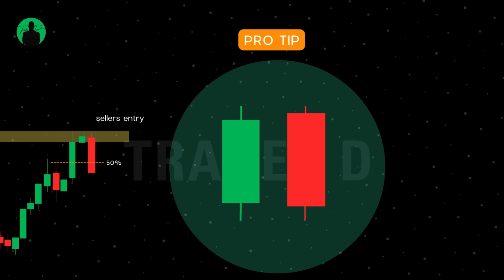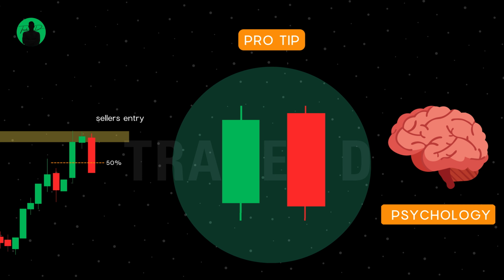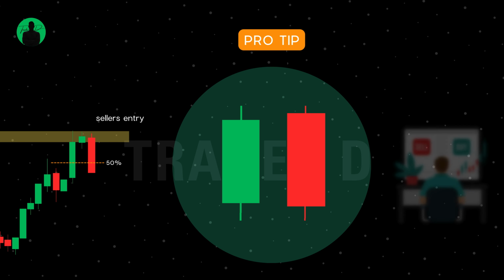Remember this pro tip: when analyzing candlestick patterns, don't just focus on the color of the candle, whether it's red or green. Instead, understand the mindset and psychology behind it, because the color reflects the mood and emotions of buyers and sellers and their current interests in the market.